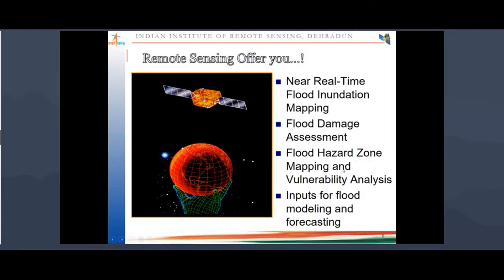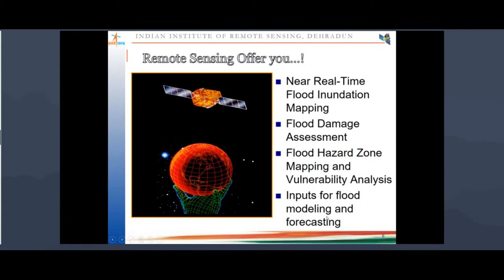Flood hazard zone mapping and vulnerability analysis you can do using the remote sensing data. I'll come to that a little later. And finally, you get a lot of inputs for flood modeling and forecasting. So these are the major 4 items which you get from remote sensing. Let me repeat again: near real-time flood inundation mapping, damage assessment, hazard zone mapping, and flood modeling and early warning flood forecasting.